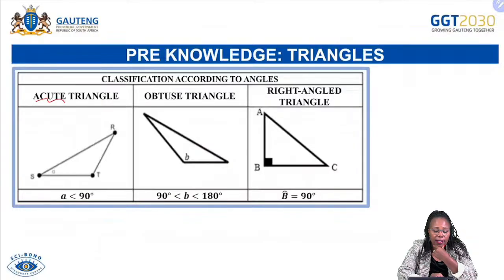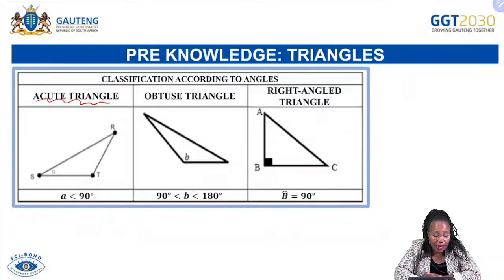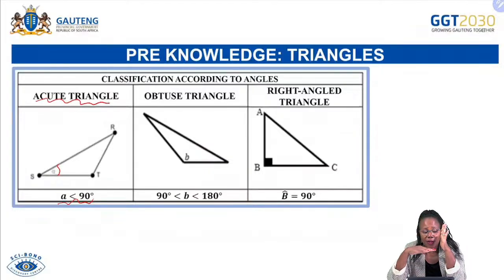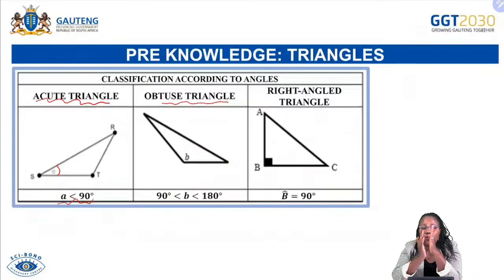If it is an acute triangle, that means the angle here must be less than 90 degrees. As you can see, remember when you have 90 something like that, the minute you do that, it is now less than 90. That is an acute angle. And then when you talk obtuse angle, an obtuse angle must be between 180 and 90 degrees.